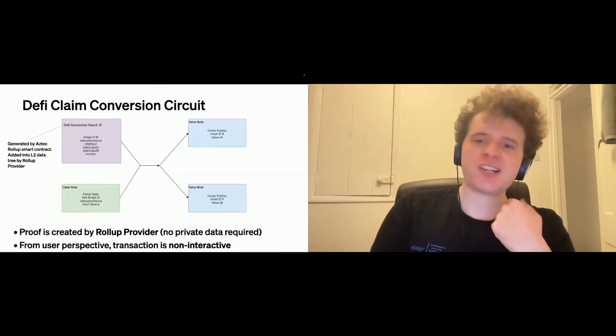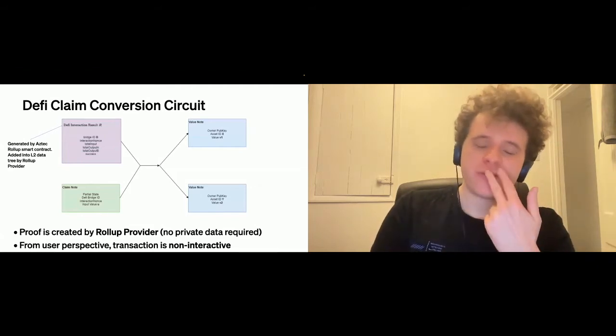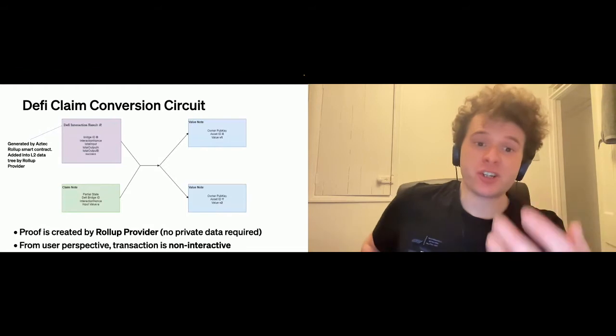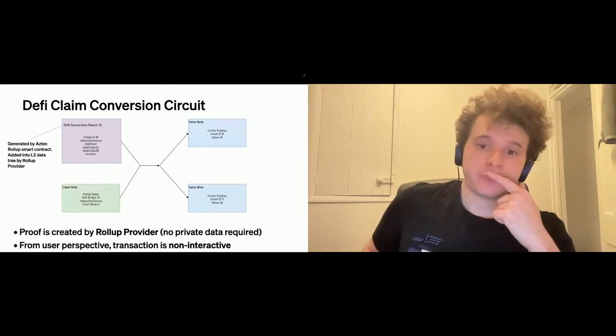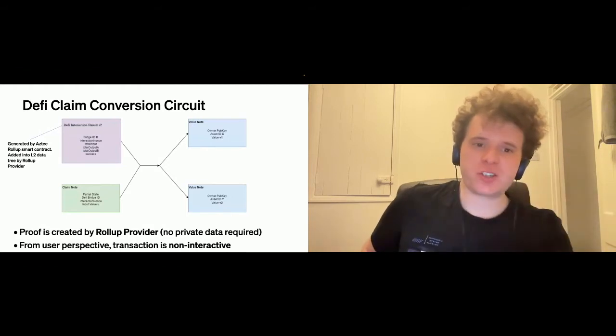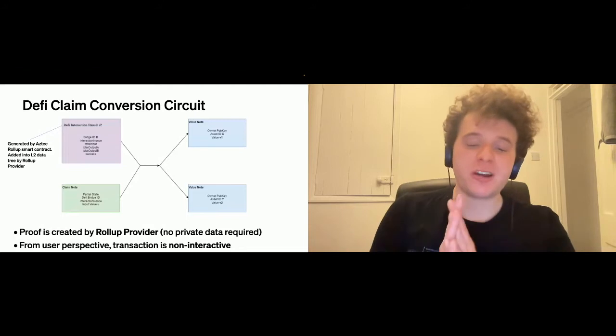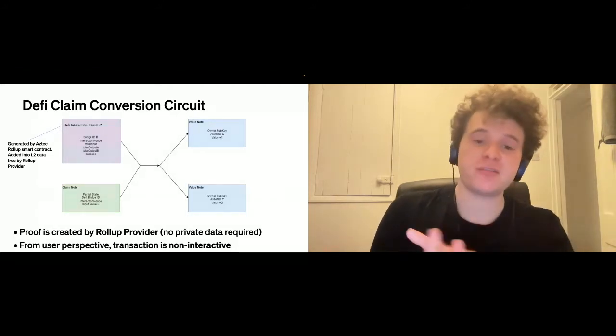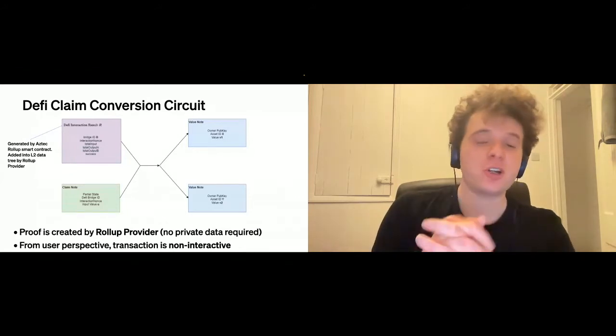And additionally, the asset IDs of the output notes are also conditional on whether the interaction succeeded or failed. If the interaction succeeded, they're going to be defined by the output token IDs of the bridge ID. But if the interaction failed, they'll be equal to the input token IDs. And so the important thing here is that from the user's perspective, this entire transaction flow is not interactive. They don't have to worry about making this claim conversion proof. The Rollup provider can do it.